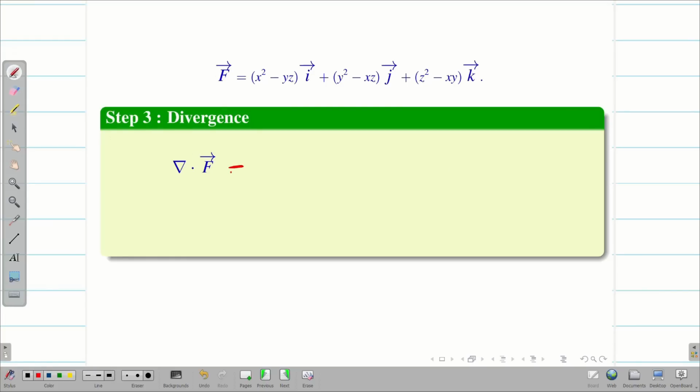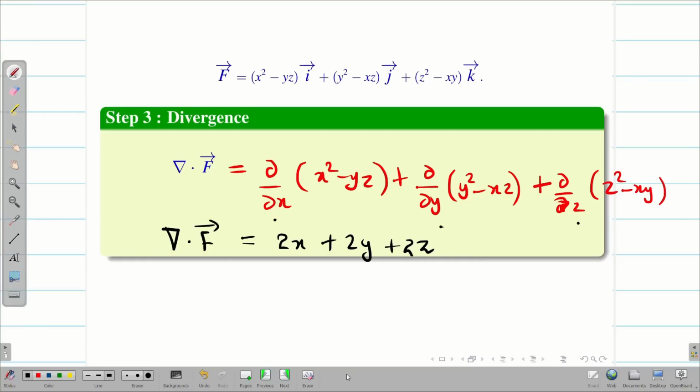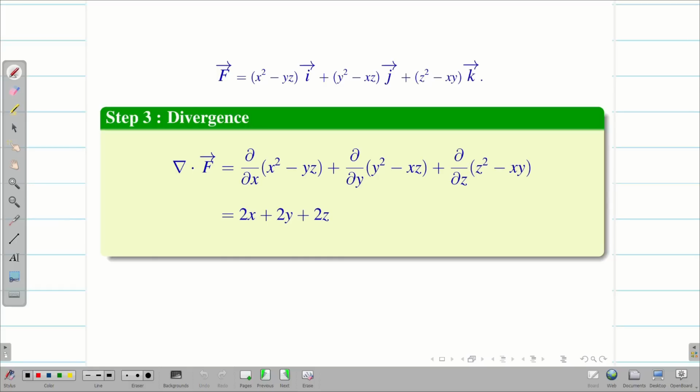It is very simple. Dou by dou x of x square minus yz, dou by dou y of y square minus xz, dou by dou z of z square minus xy. Now differentiating this partially with respect to x, y and z, we will be getting 2x in the first term, 2y in the second term, and 2z in the third term. Therefore, del dot f vector is going to be 2x plus 2y plus 2z. You can see the typed version.